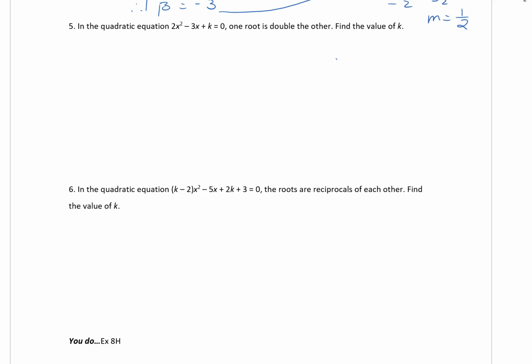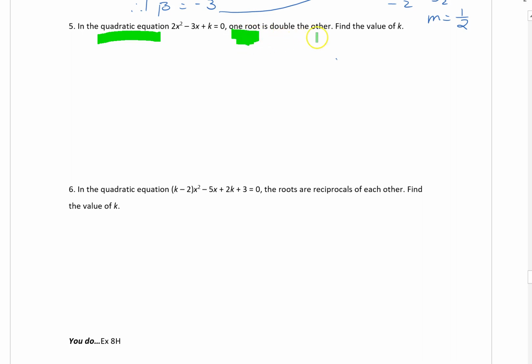Example 5 is quite similar to example 4. However, the way that we set our equations up is a little bit different. So how do we approach this sort of question and know to make a connection to sum of the roots, product of the roots? Again, it's simply because it mentions that we've got a quadratic.